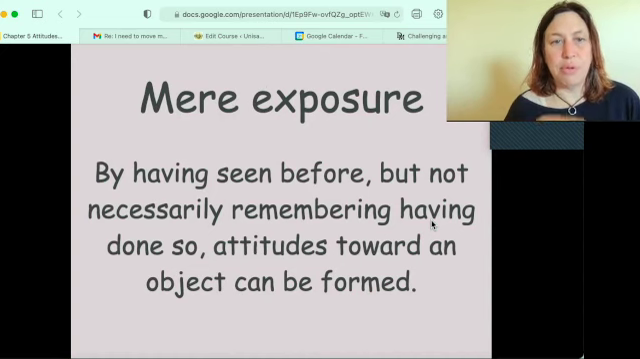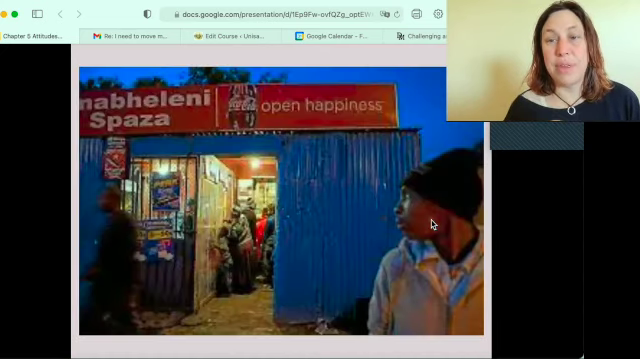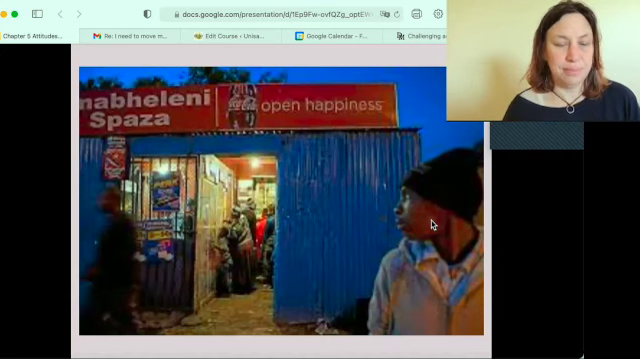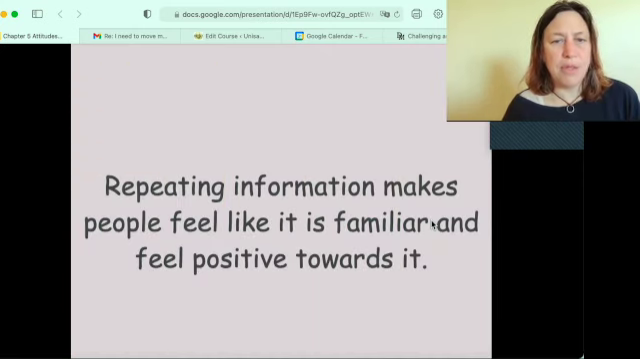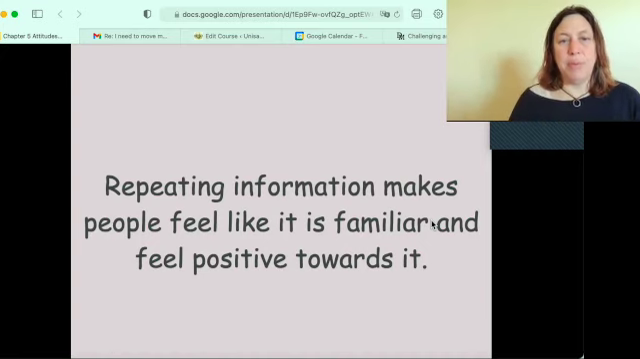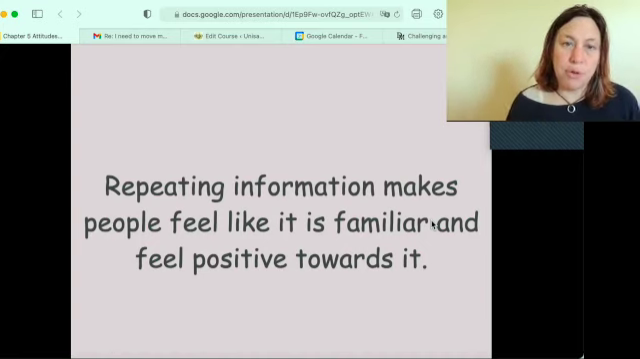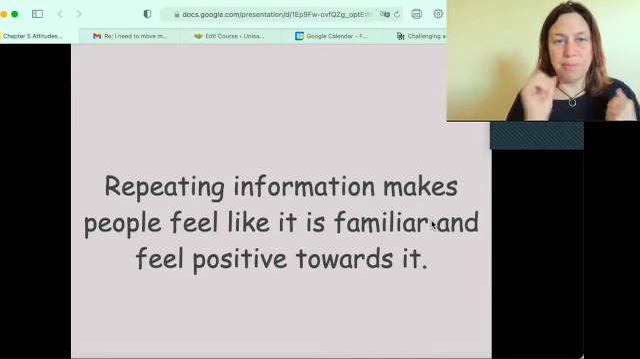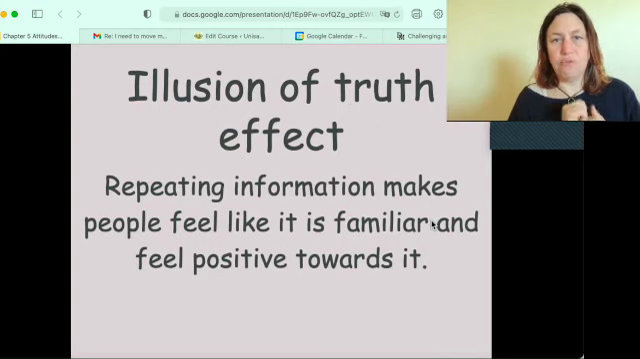Here's another example. Every single spaza shop in South Africa has a Coca-Cola sign on it, or that other rival orange juice soft drink, the O brand. When you repeat information like this, it makes people feel it's familiar and feel positive to it, and they also start believing that it's representing a truth. So what is the term for that? Remembering the word truth? The illusion of truth effect.